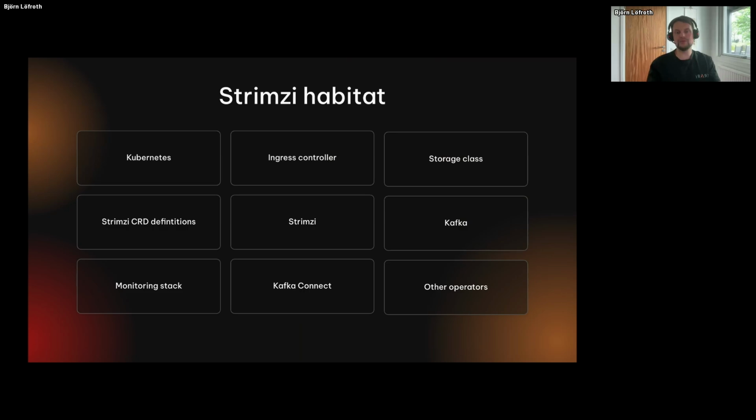So it's about component life cycles then. What if we look at the Strimzi habitat? Where does the operator and the Kafka cluster live? Well, they live in a Kubernetes cluster. There is probably an ingress controller, not necessarily used by Strimzi, but the other applications in Kubernetes might use it. You have your CRD definitions. You have your monitoring stack. You might have Kafka Connect and some other operators, and of course your microservices or services.